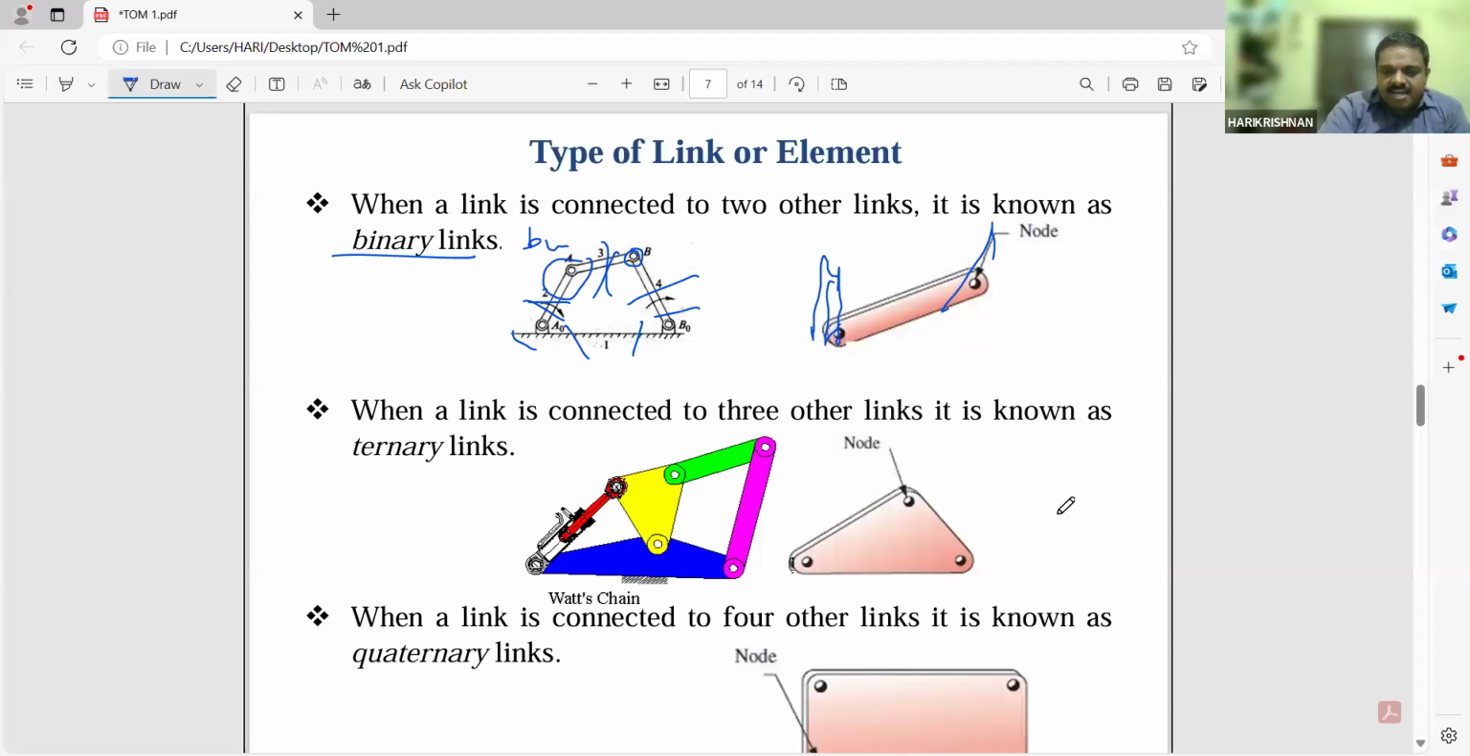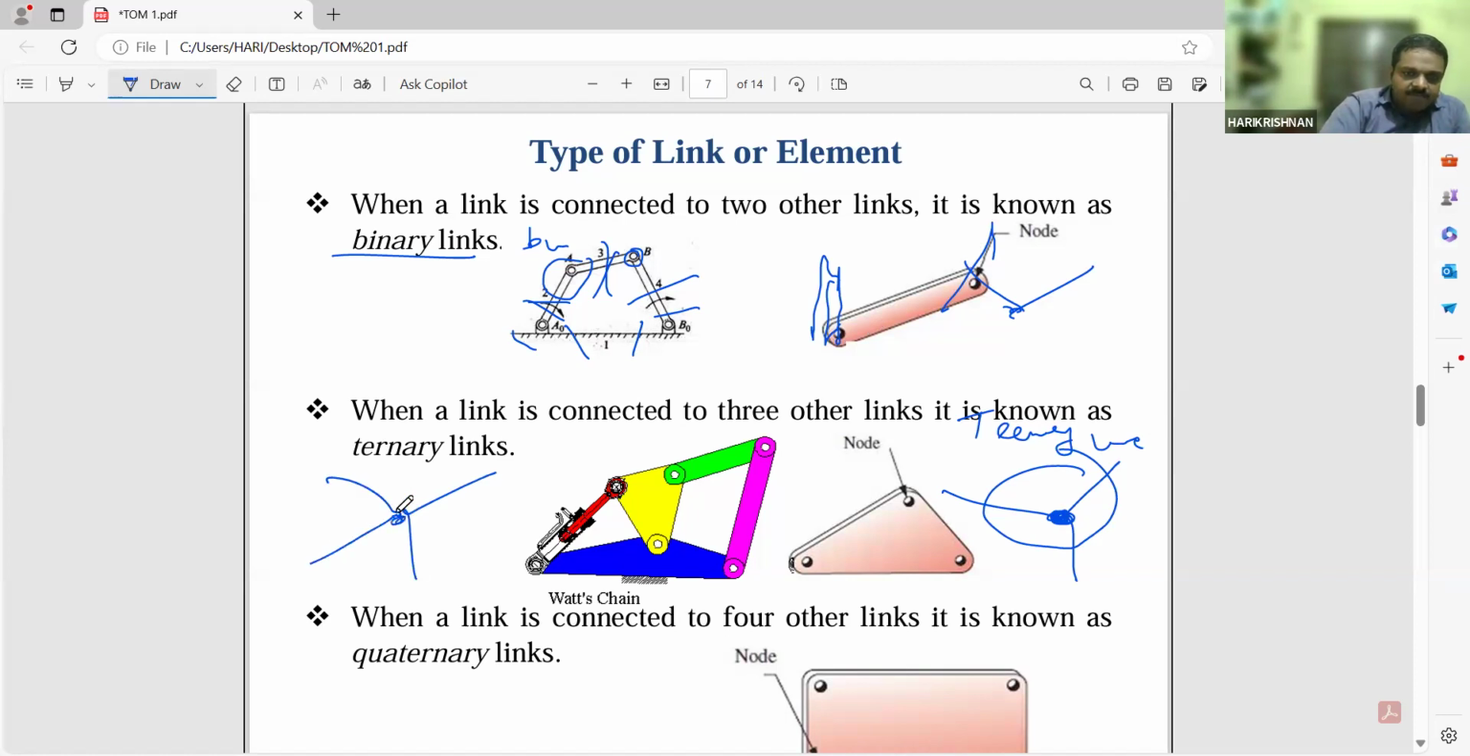Then ternary link means if three links are connected to a point. Here, when three links are connected to a point, this is known as ternary link. Okay. If we are connecting four links to a point, it forms quaternary link. Okay, concept is clear now. So there are binary links, then ternary link and the quaternary links. If two links are connected to a point, it forms a binary link. If three links are connected to a point, it forms a ternary. When four links are connected to a link, it is known as quaternary link.